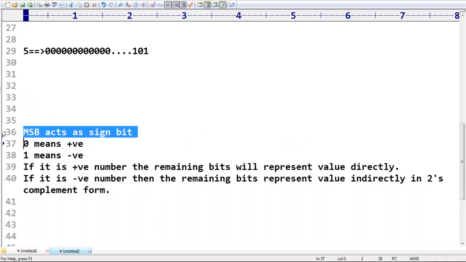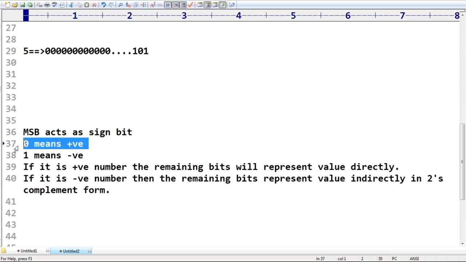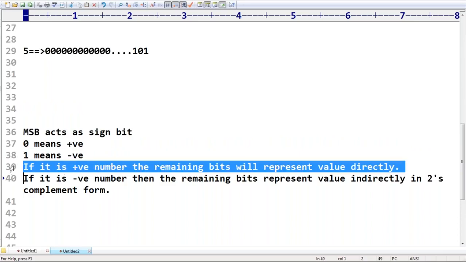The most significant bit acts as the sign bit. 0 means a positive number, 1 means a negative number. If it is a positive number, then the remaining bits will represent the value directly. Negative numbers will be represented in 2's complement form, indirectly. That's all. Up to this is clear.